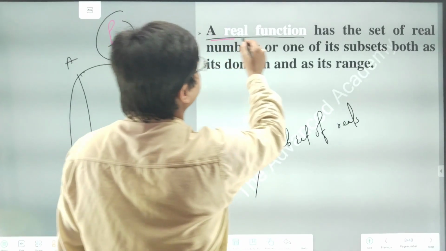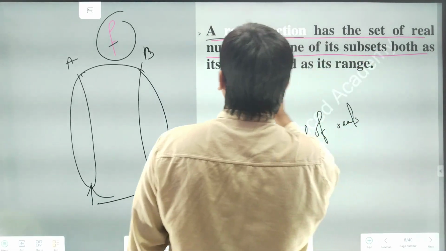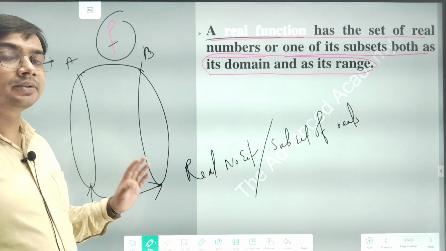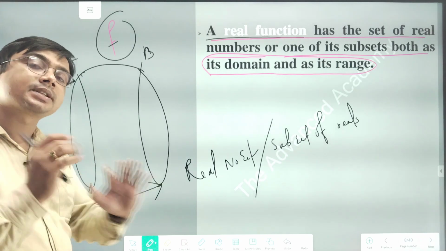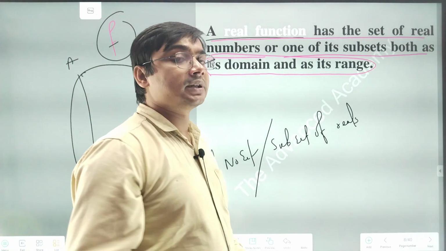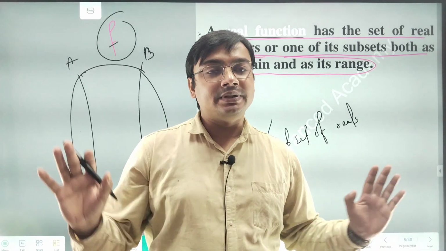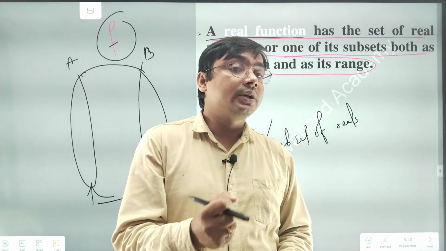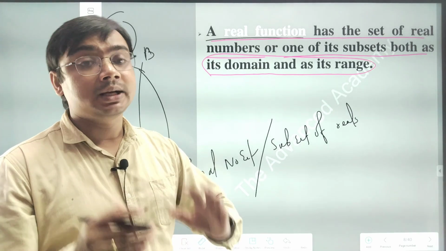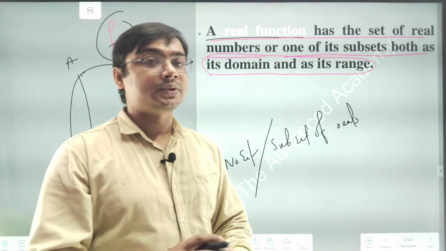You see here, a real function has the set of real numbers or one of its subsets both as its domain as well as range. So when the domain as well as range is the set of real numbers or a subset of real numbers, then we call that function a real function. Sometimes in some questions they mention, consider a real function, let f be a real function, then by saying real function you should understand that this is a function whose domain as well as range is either the set of real numbers or a subset of real numbers.